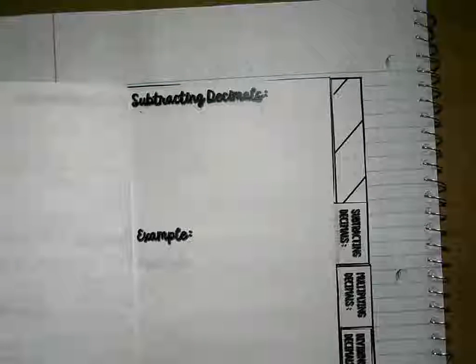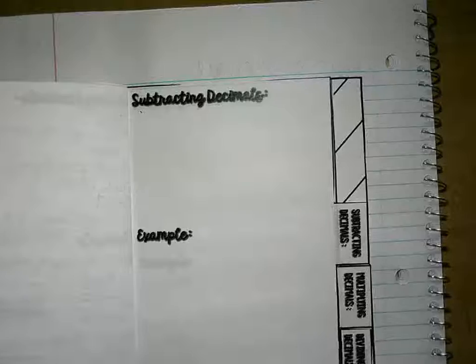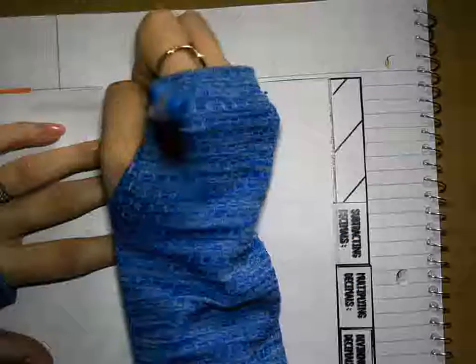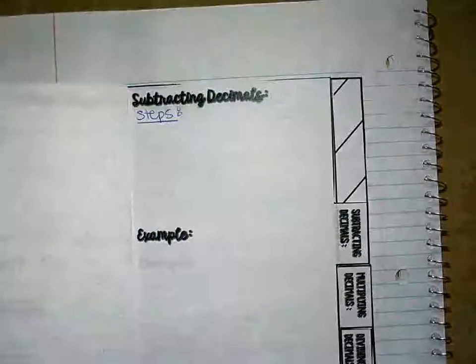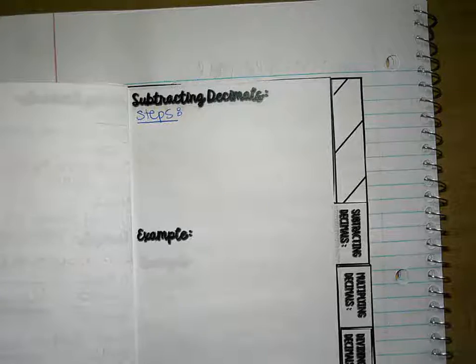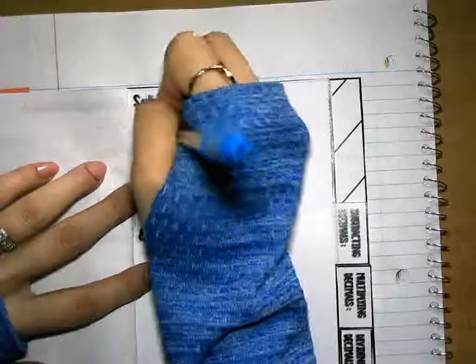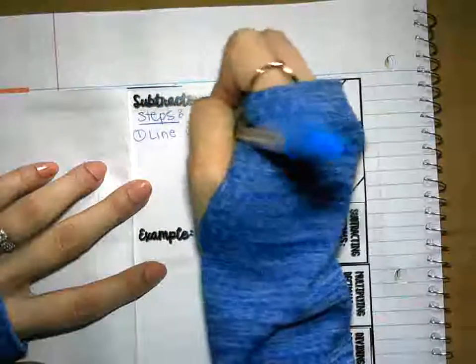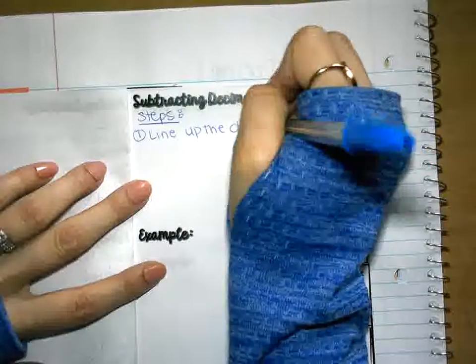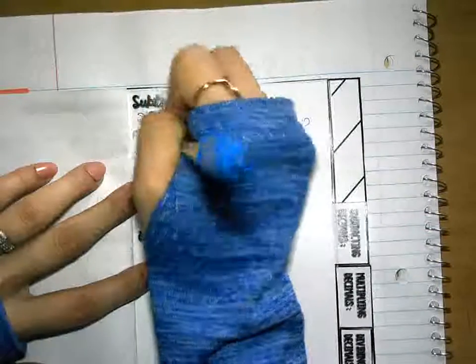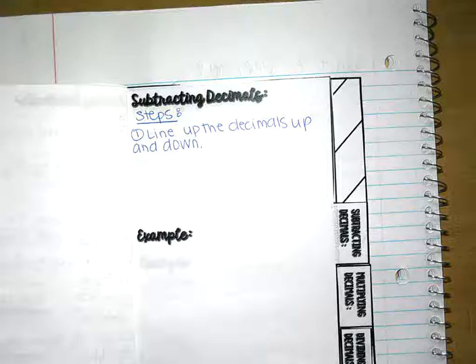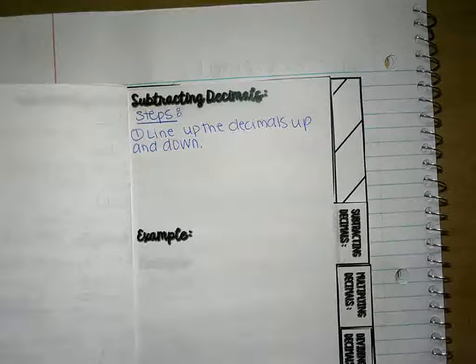So if adding and subtracting decimals are similar, that means our steps are going to be roughly about the same. So let's write down our steps. What was step 1 for adding decimals? Line up decimals. So that's the exact same step. So step number 1, line up the decimals up and down. So adding and subtracting, we have the very same first step. Line them up.